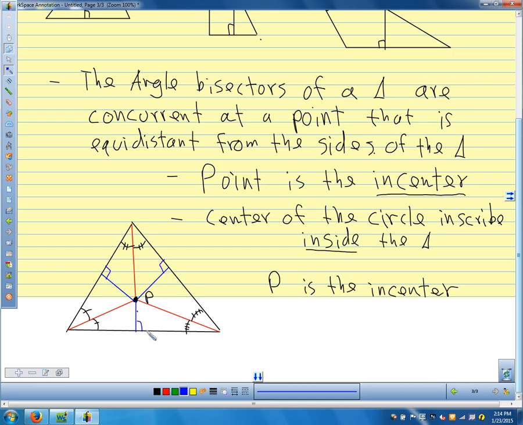And what the theorem tells us is all of those blue segments are congruent. We're on the angle bisectors, so this point is the same distance from each side of the angles in pairs. So the incenter is the same distance from all the sides of the triangle. All right, questions?